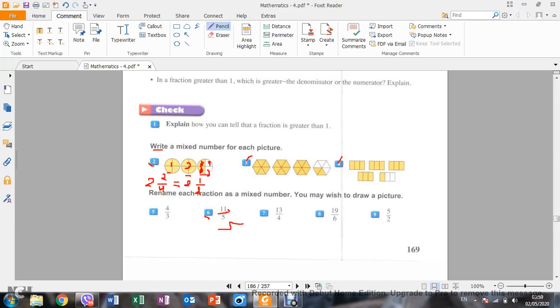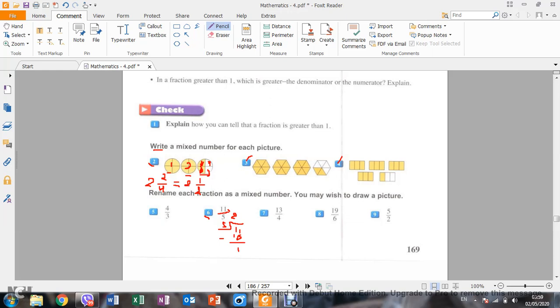With long division, 11 divided by 5. In 11, how many 5s do we have? 2. 2 multiplied by 5 is 10. When we subtract, 11 minus 10 is 1.